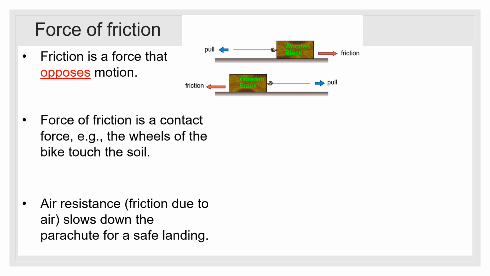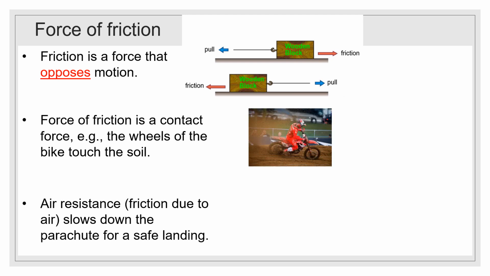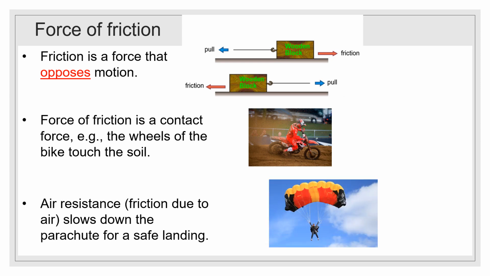The force of friction is a contact force. For example, the wheels of the bike touch the soil. That is, they are in contact. In this case, the air resistance, which is friction due to air, slows down the parachute for a safe landing. So again, the air resistance opposes the motion of the parachute.